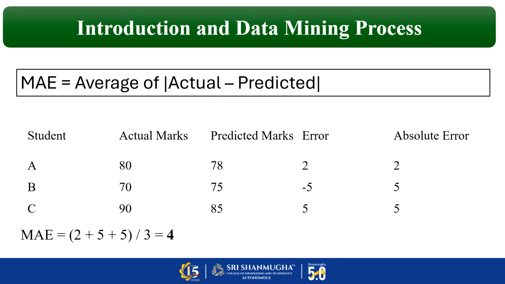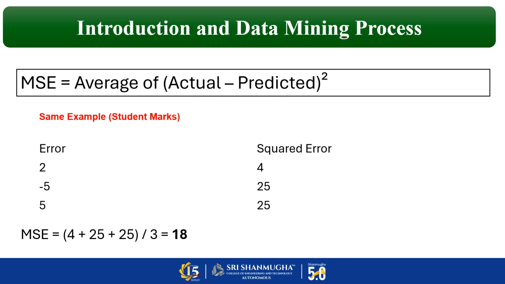Now how many students are there? 3 students are there. So I have to calculate the average of the differences. So that means I have to add A plus B plus C divided by how many students? 3 students, so by 3. So 2 plus 5 plus 5, if you add, we will get 12. 12 by 3 is nothing but 4. So what is the value of MAE here? It is 4. Next we have to calculate MSE.